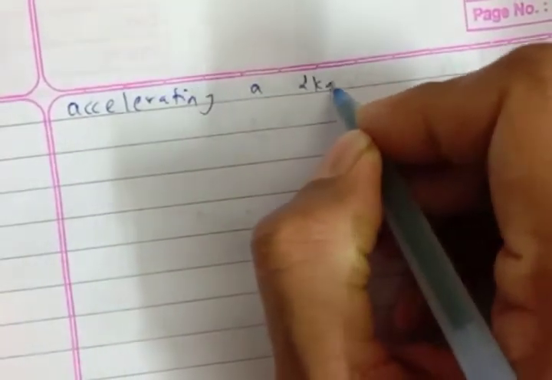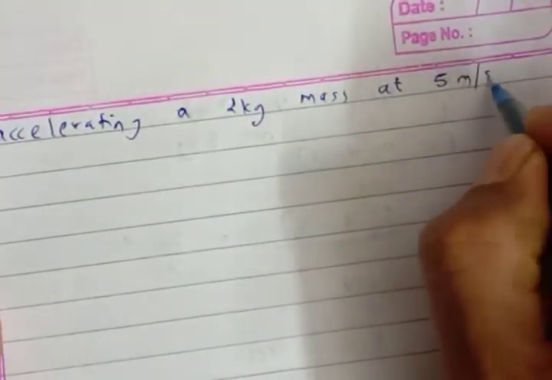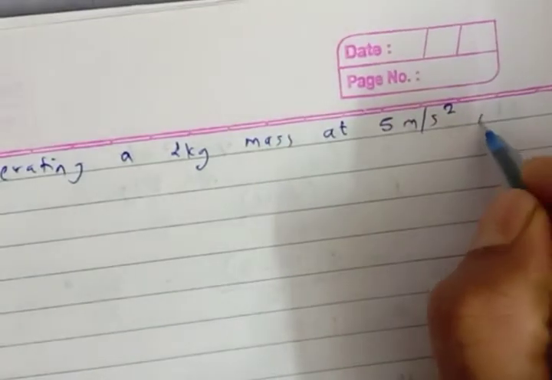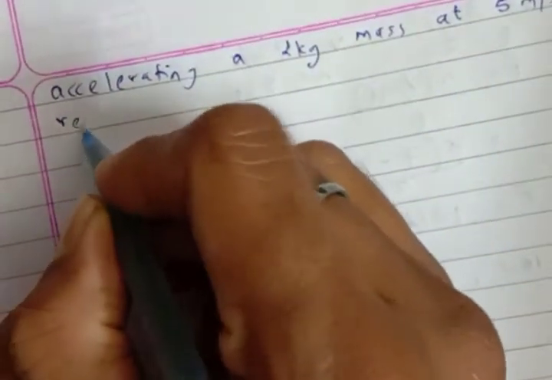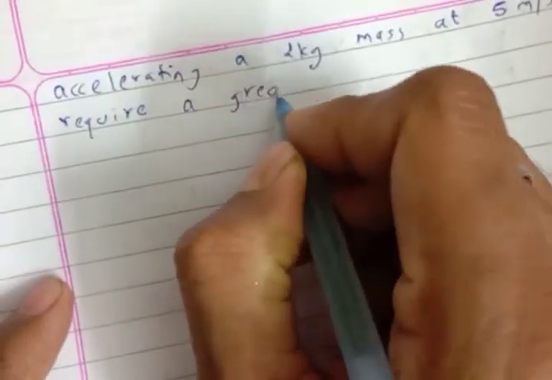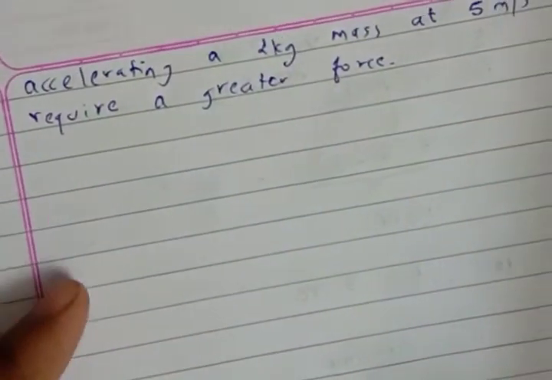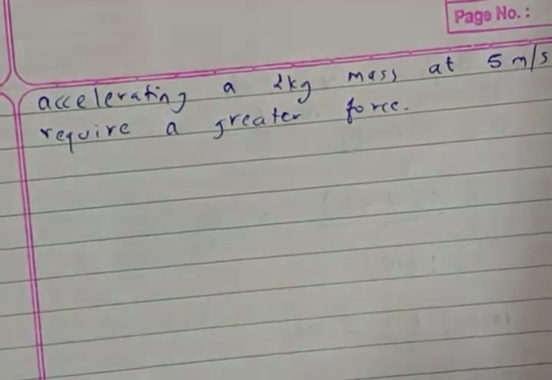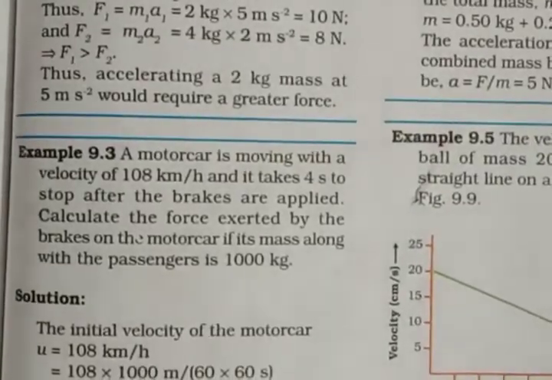accelerating a 2 kg mass at 5 meters per second square would require a greater force. Okay? Now let's try to solve example 9.3.